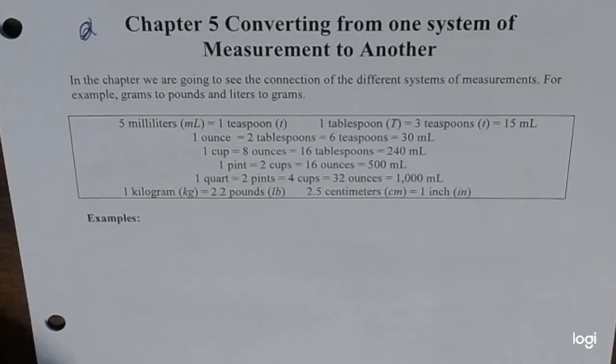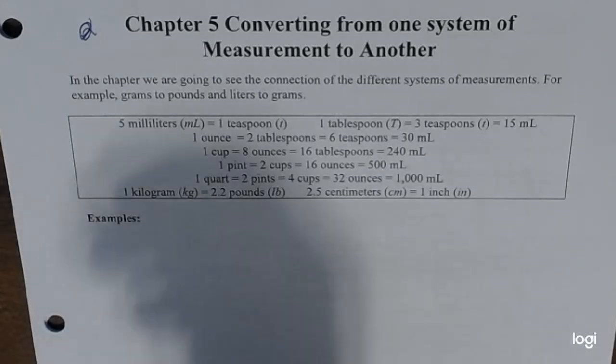All right, so we're going to talk about Chapter 5. This is converting from one system of measurement to the other. The good thing about this chapter is it's a little bit of review of the last two chapters, so good practice on this one as well. We're just going to go from either metric to household and vice versa. That's pretty much it.